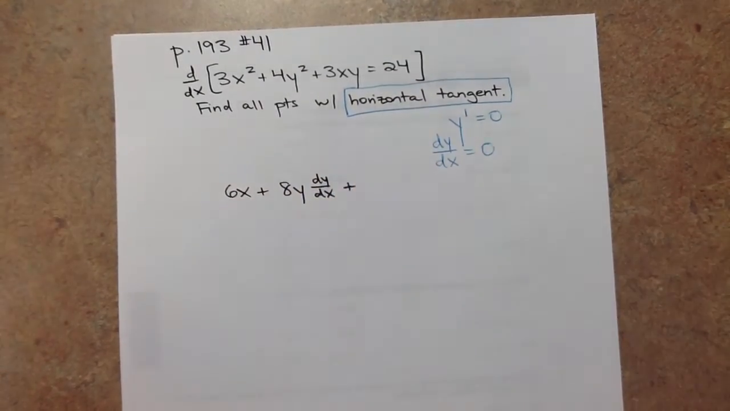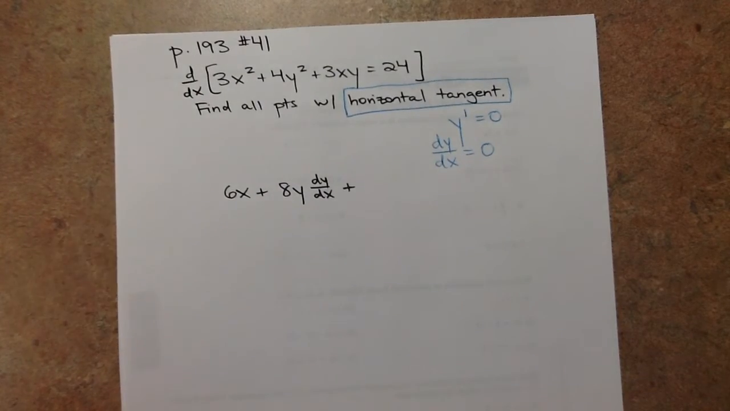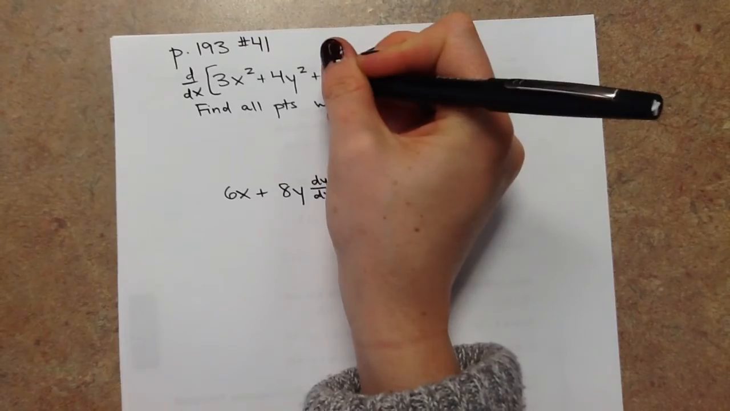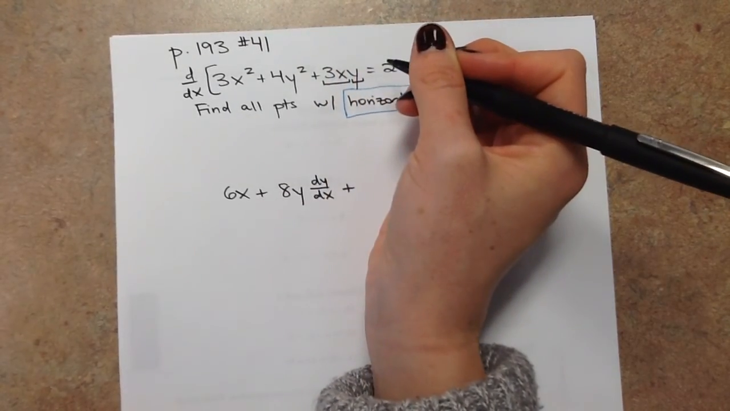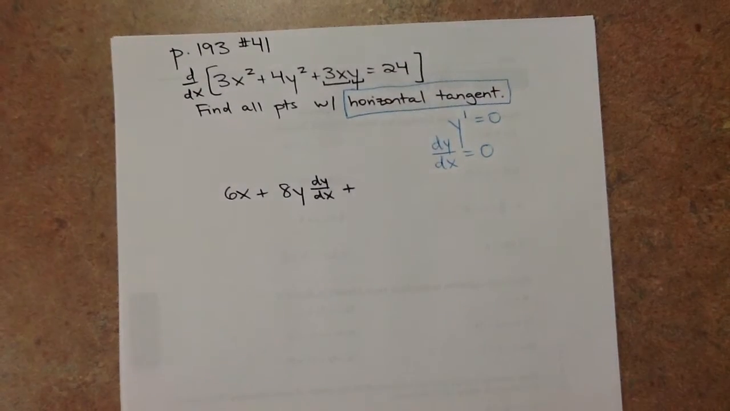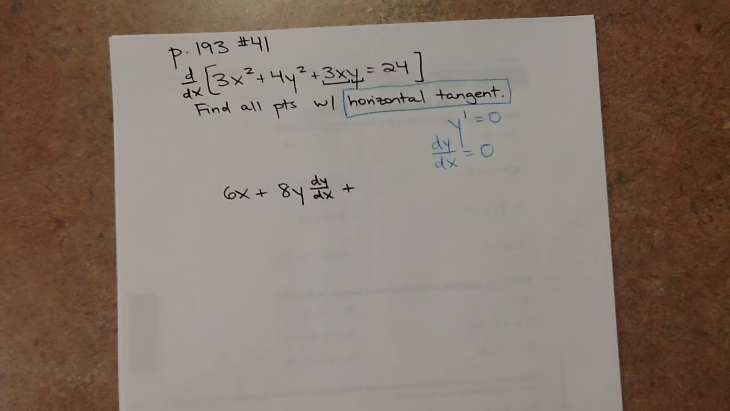How about this third piece? What's going on there? Product rule. So if I were you, I would treat the 3x as the first and then treat y as the second. If you wanted to, you could pull the 3 out in front of everything, but I think that opens up more room for mistakes. Opens up the opportunity to forget about the 3. So I would just leave it as the first function.